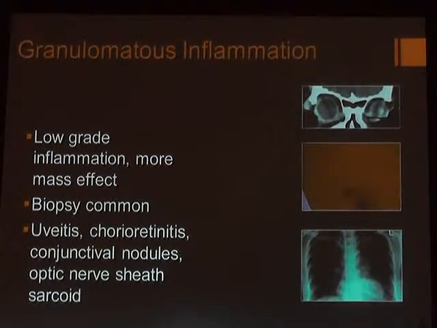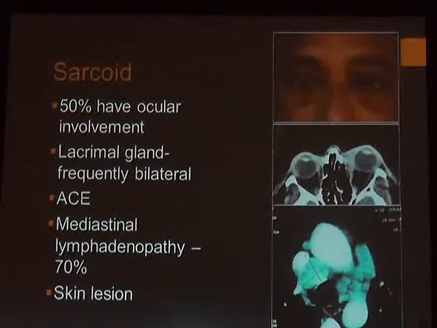There may be uveitis, chorioretinitis, conjunctival nodules, optic nerve sheath sarcoid, and skin nodules. If you look at systemic sarcoid, 50% have ocular involvement and frequently the lacrimal glands are involved bilaterally. Whereas among the patients that come to the ophthalmologist with orbital involvement, about 70% will have mediastinal lymphadenopathy.